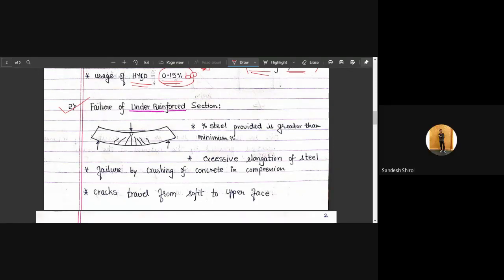I think steel provided is more than that in balanced sections. Steel provided is more than the balanced section. Is that answer correct? Others, can you verify whether his answer is correct or wrong?